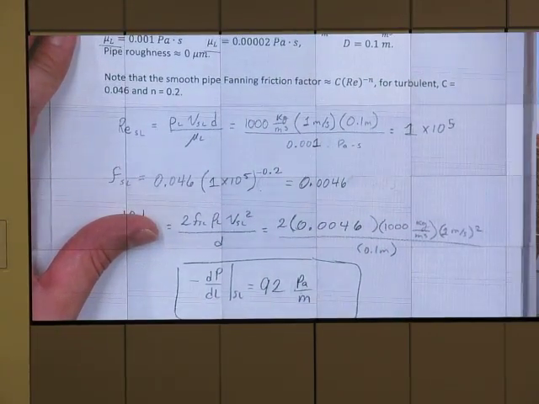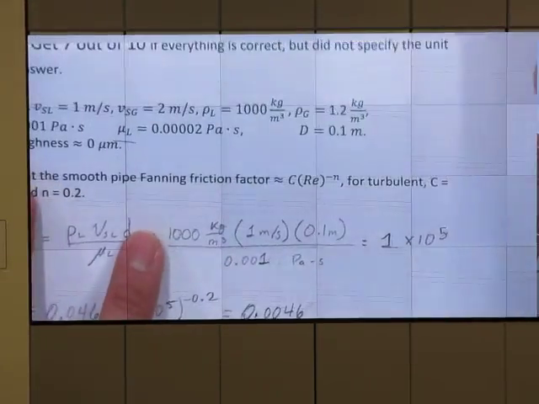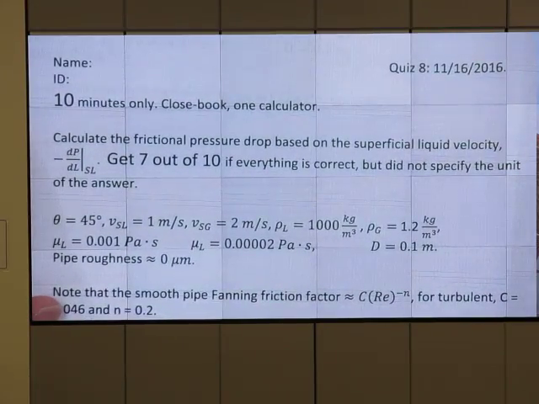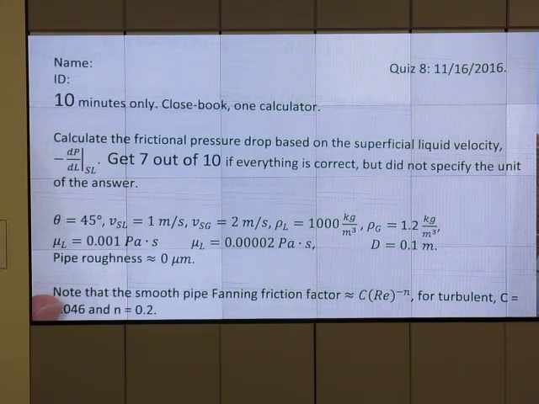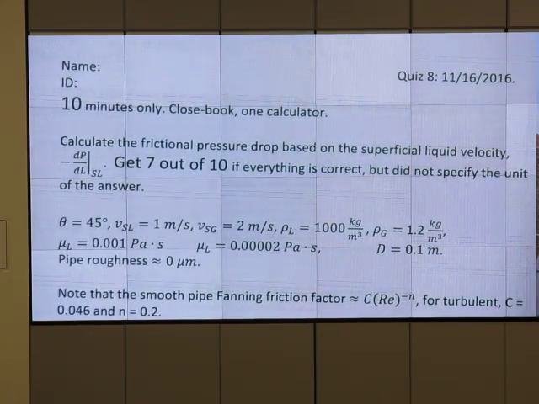Nothing special, right? So the question here is: calculate the frictional pressure drop based on the superficial liquid velocity, minus dP/dL sub SL. Tell me, what is the formula for this? Minus dP/dL sub SL. Everyone open your book and try to find this.